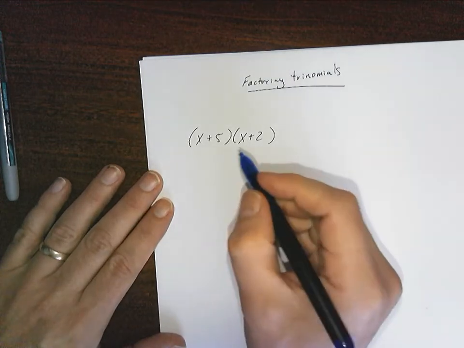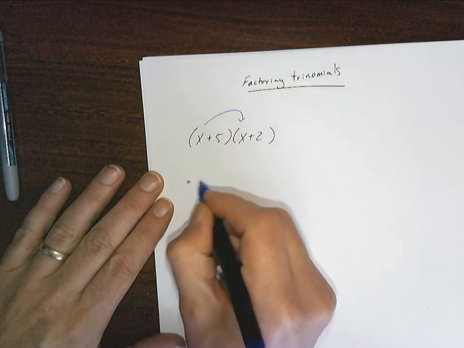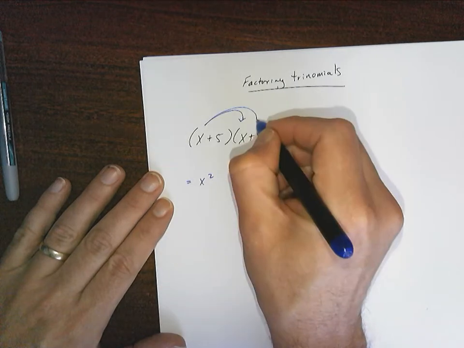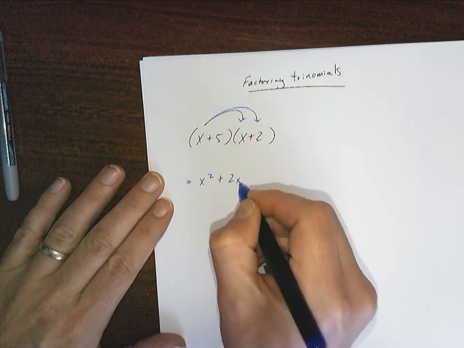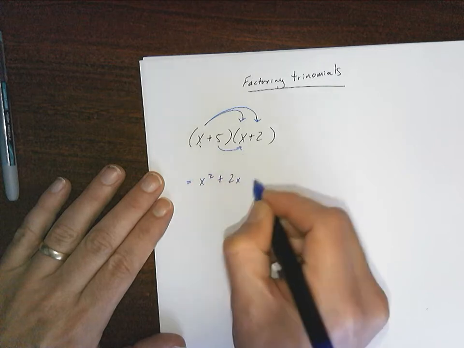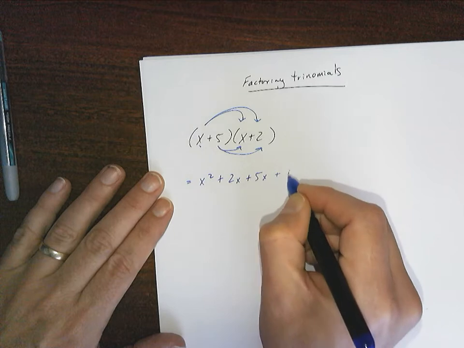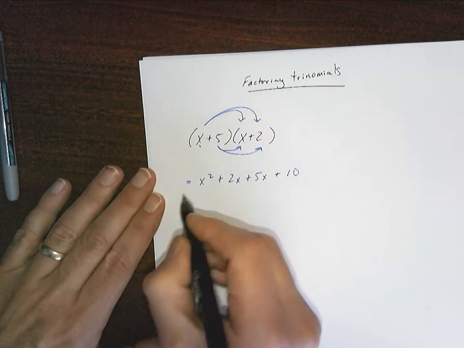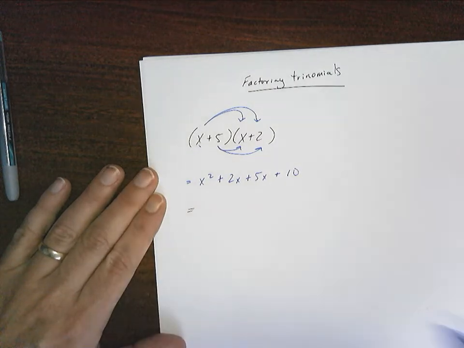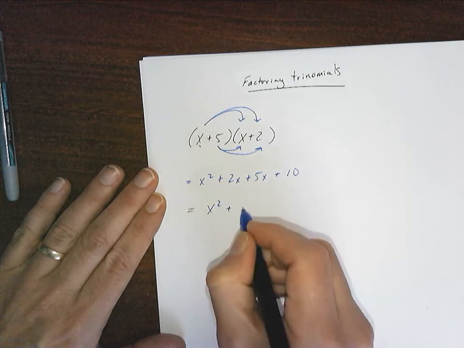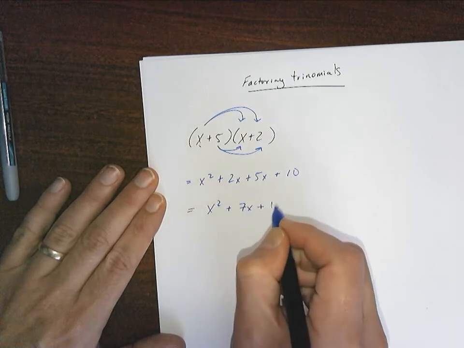Watch how this happens. X times x is x squared. X times 2 is 2x. This is 5x. And this is 10. These then go together to give you a final answer of x squared plus 7x plus 10. Now look at this for a minute.